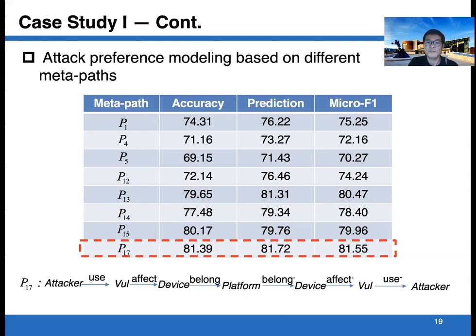Obviously, different metapaths display different abilities in characterizing the attack preference of cyber intruders. We find that the performance using P17 is superior to the one with other metapaths. This indicates that P17 holds more valuable information that characterizes the attack preferences of cyber criminals.